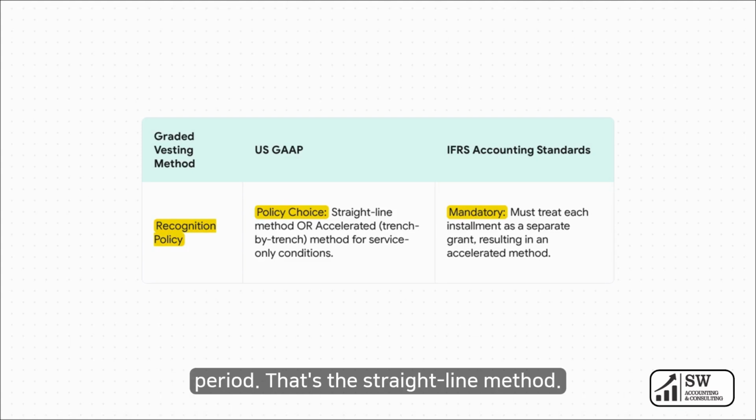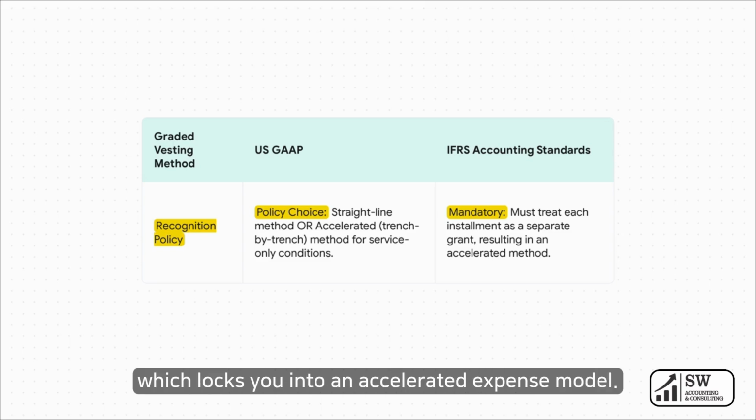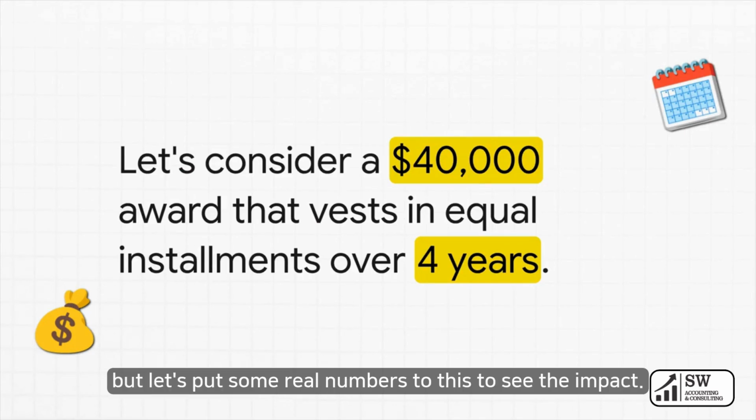That's the straight line method. Or you can use an accelerated approach. IFRS, on the other hand, gives you no choice. It forces you to treat each vesting portion as its own separate award, which locks you into an accelerated expense model. Theory is one thing, but let's put some real numbers to this to see the impact.